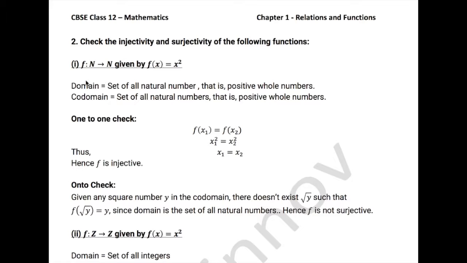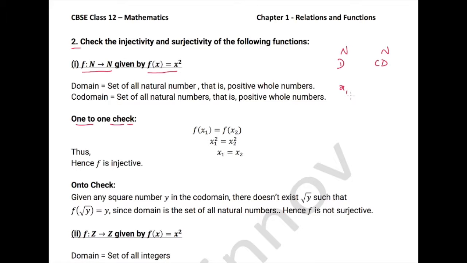Now let us move on to the next question. Now function is defined in N to N, that is natural numbers, and f of x equal to x square. So the domain is in natural numbers, and codomain is also in natural numbers. So one-to-one check, let's do.